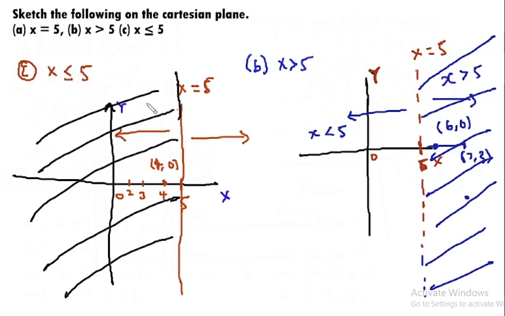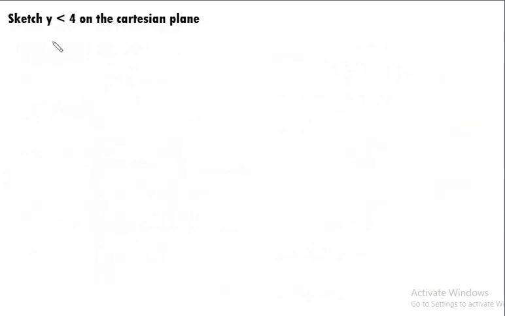So this is how you plot a graph of x is less than or equal to 5. Let's take another example. For the next example, we have something similar to what we've done before. We are asked to sketch y is less than 4 on the Cartesian plane. So I'd like you to pause the video and try to solve this one yourself.